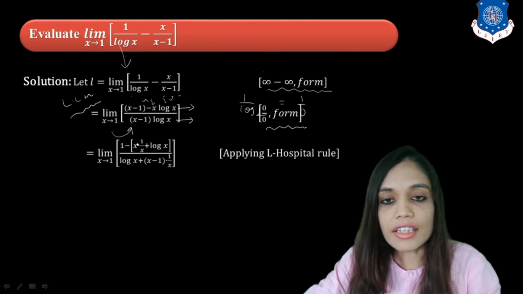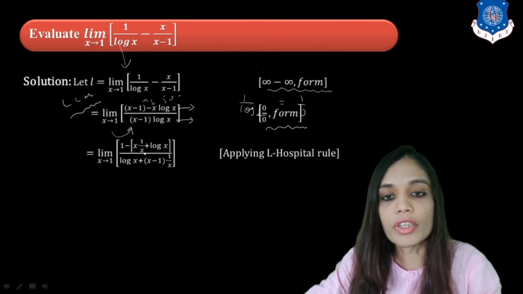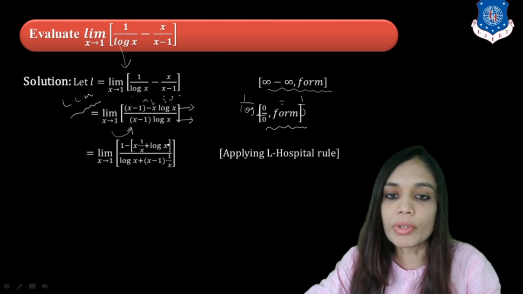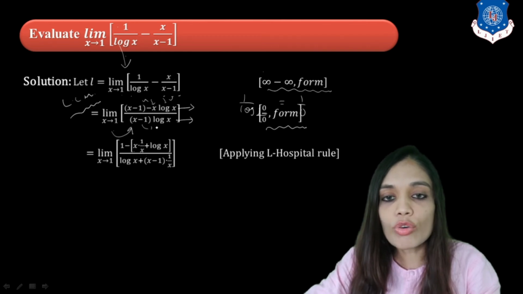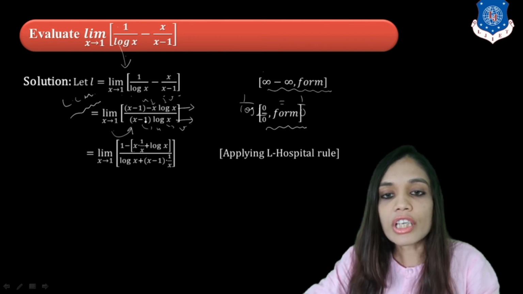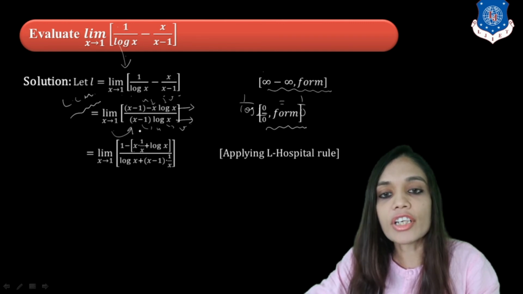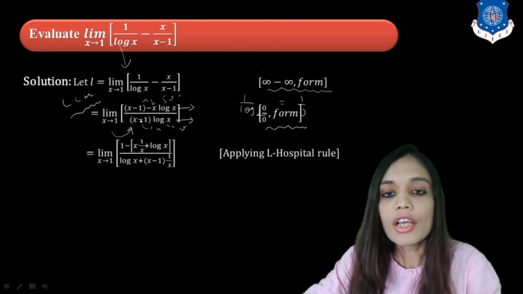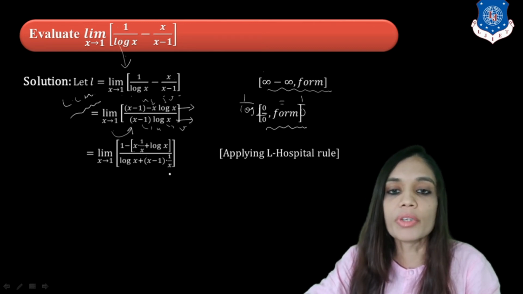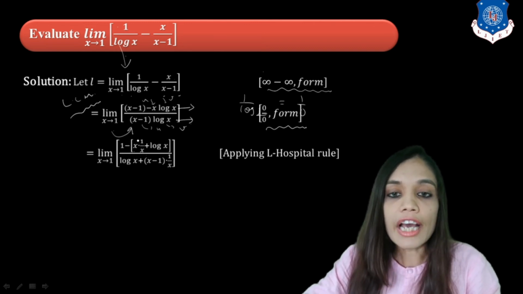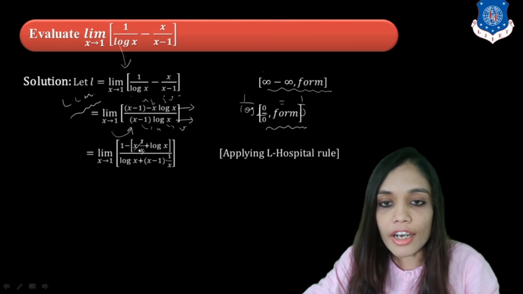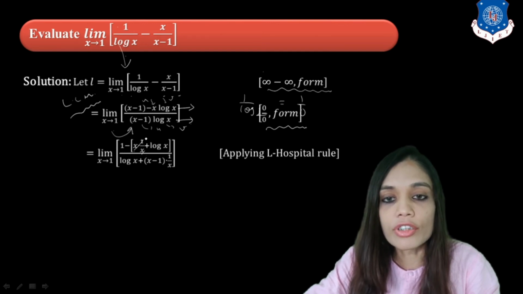So x as it is, derivative of log x will be 1 upon x, plus log x as it is, derivative of x will be 1. Similarly, here apply your UV rule. So keep log x as it is, derivative of x minus 1 will be 1, plus now keep x minus 1 as it is, derivative of log x will be 1 upon x. Now x and x get cancelled out, 1 minus 1 will be equal to 0.